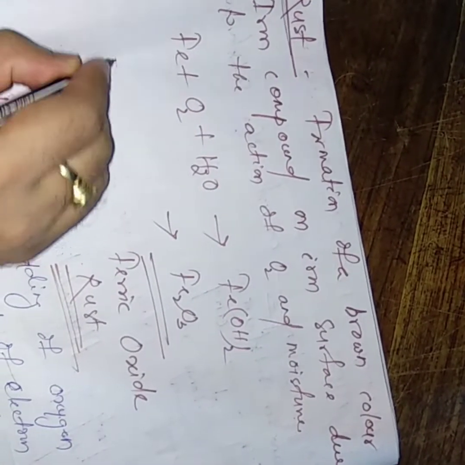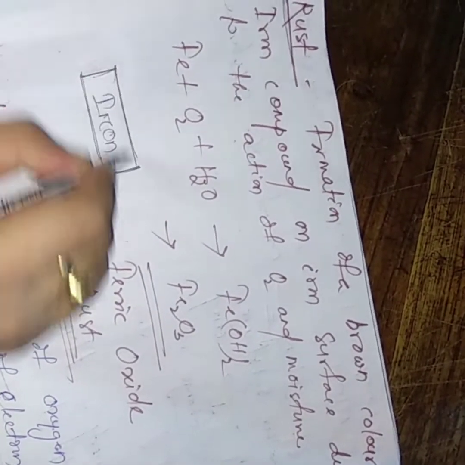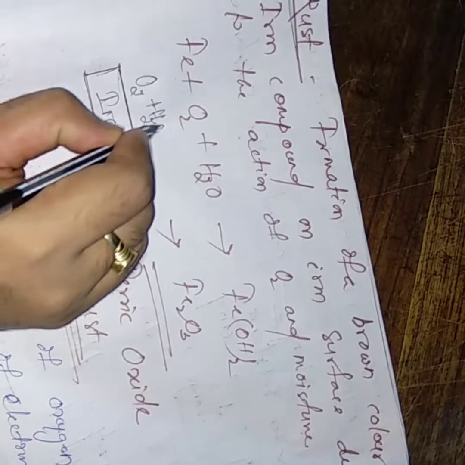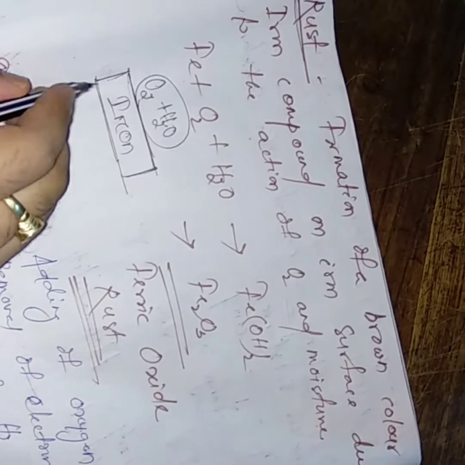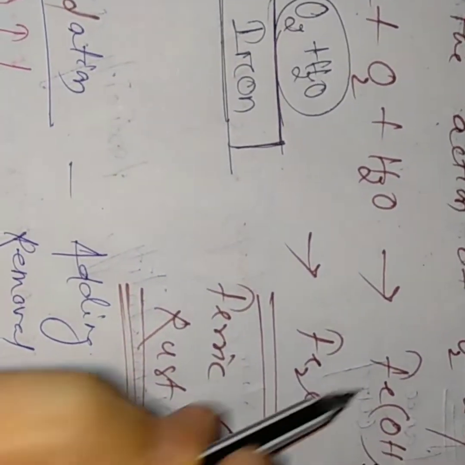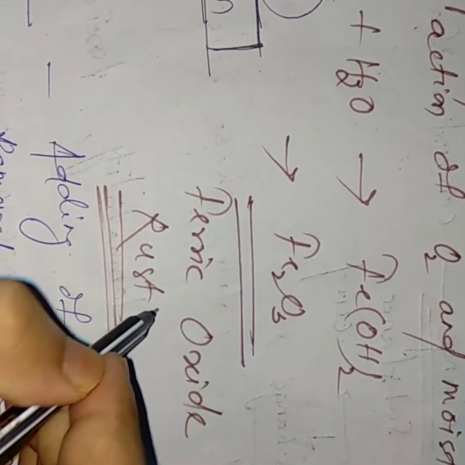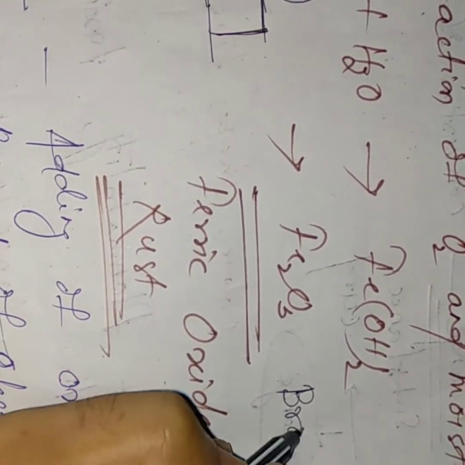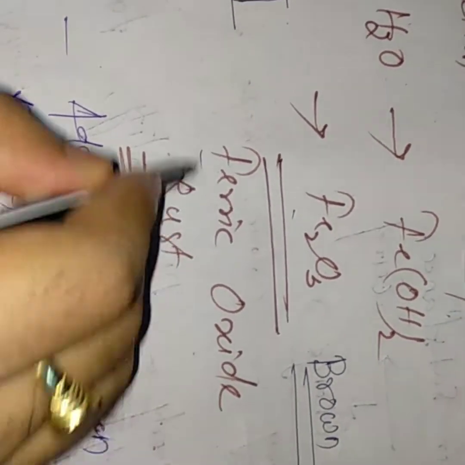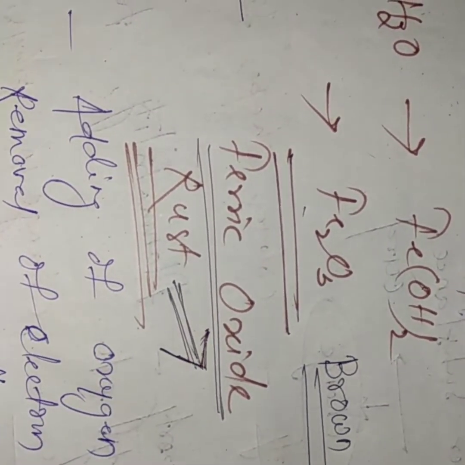Suppose you have a piece of iron metal over here. If its upper surface comes in contact with oxygen and water, then iron combines with oxygen and water also, and then over its surface ferric oxide, a brown color compound of iron, forms. That is called ferric oxide. This compound is known as your rust.